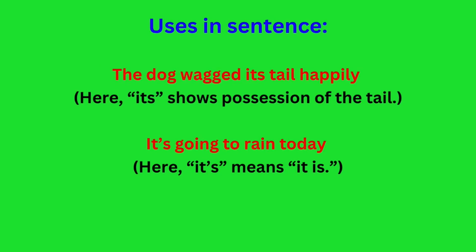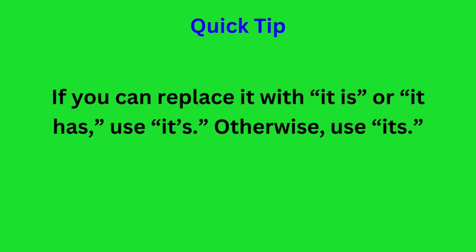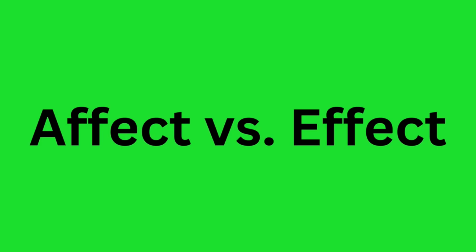"It's going to rain today." Here, it's means it is. Quick tip: if you can replace it with it is or it has, use it's. Otherwise, use its.